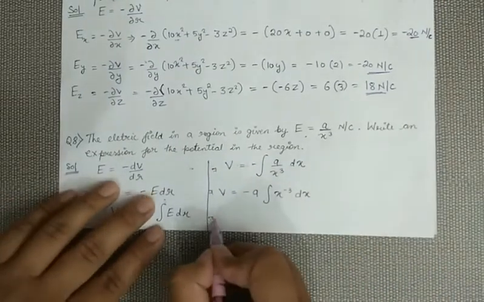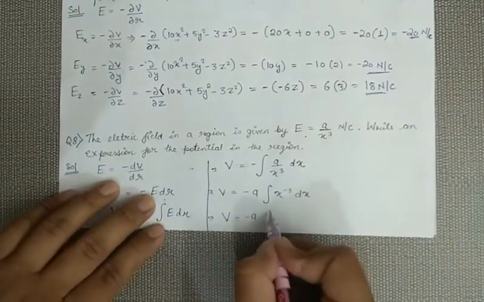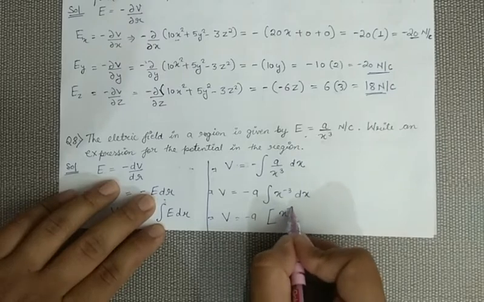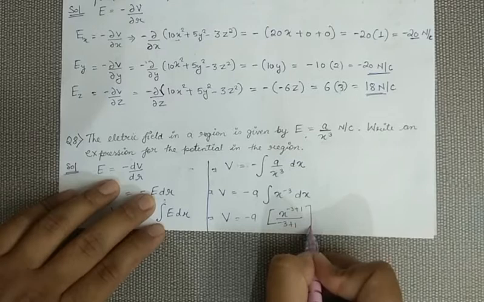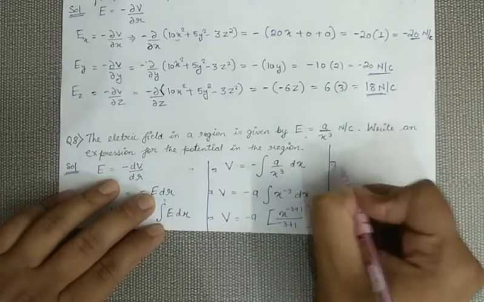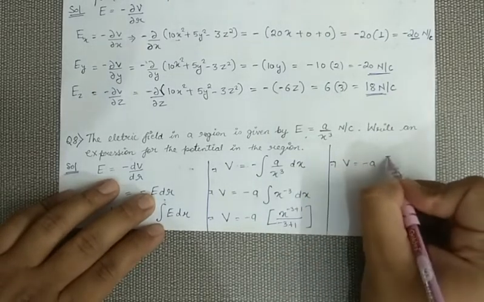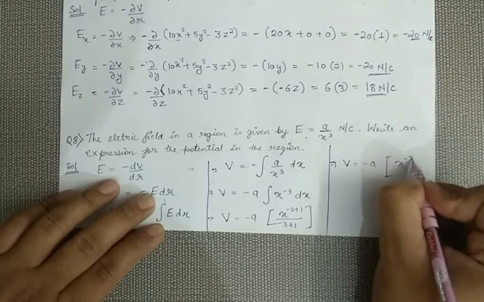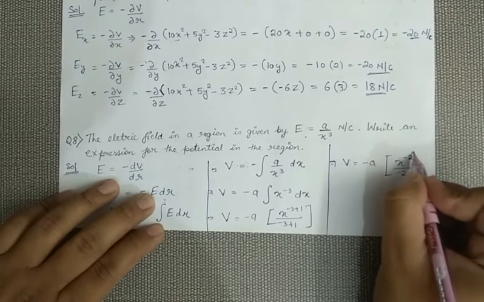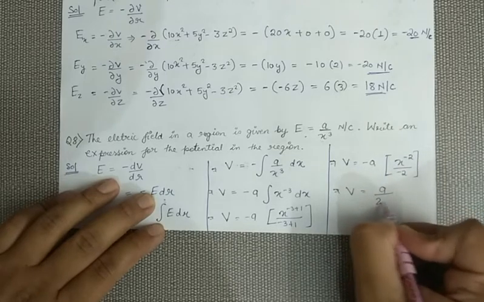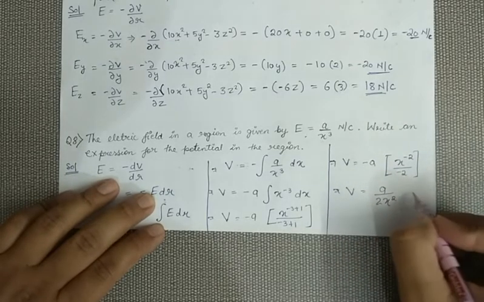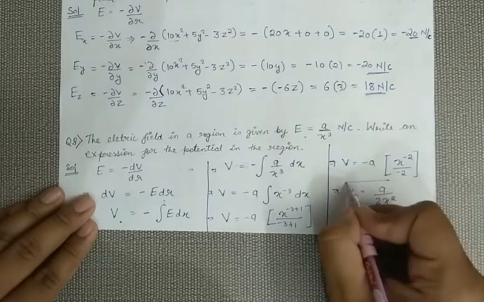So just simply use the formula. On integrating it, x to the power minus 3 plus 1 upon minus 3 plus 1. So you will get your potential V equals minus A, x to the power minus 2, and here it will be minus 2. On further simplifying, V equals A by 2x square. This is the value of potential.